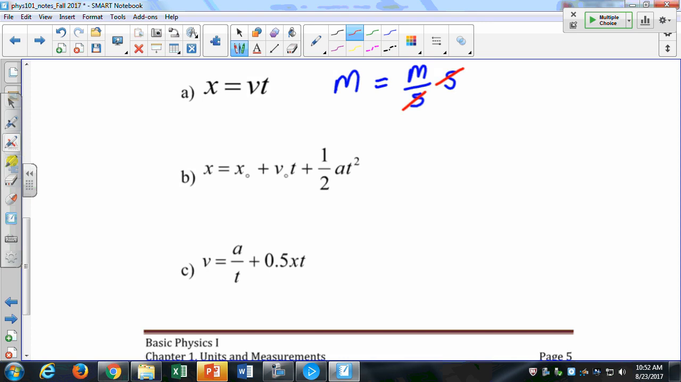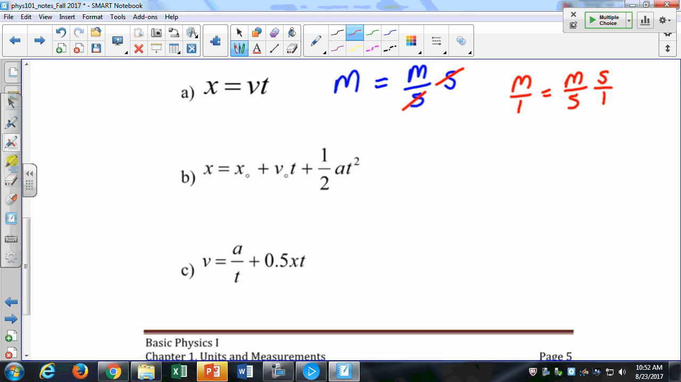Sometimes when I'm doing these, this one's a little more straightforward, but sometimes when I'm doing more complicated ones, I might write it like this. I might say meters over 1 equals meters over seconds times seconds over 1. That'll write everything as a fraction. That way I don't get confused about what's in the denominator and the numerator.